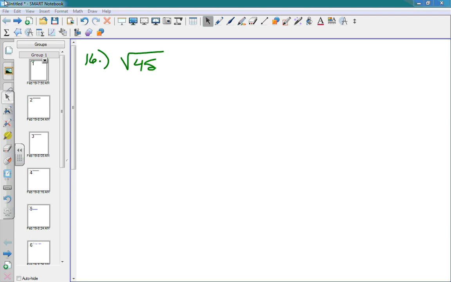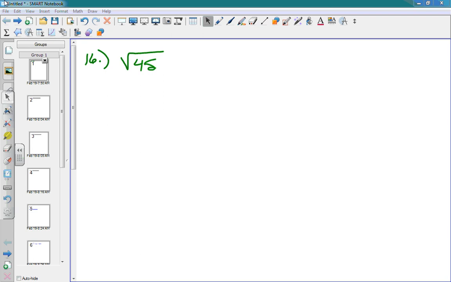Right, now, as I was grading these worksheets, there were several mistakes that I saw that were in common. So I want to first go over a couple of mistakes that I saw several of you making. An example of this mistake is on problem number 16 of the radical worksheet. It says the square root of 45.